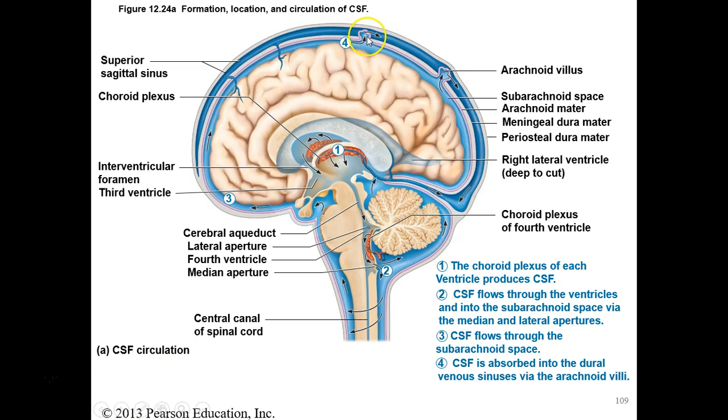And these specialized regions again were responsible for the draining of CSF, or the return of CSF from the subarachnoid space back to the bloodstream. These regions are known as the arachnoid villi.